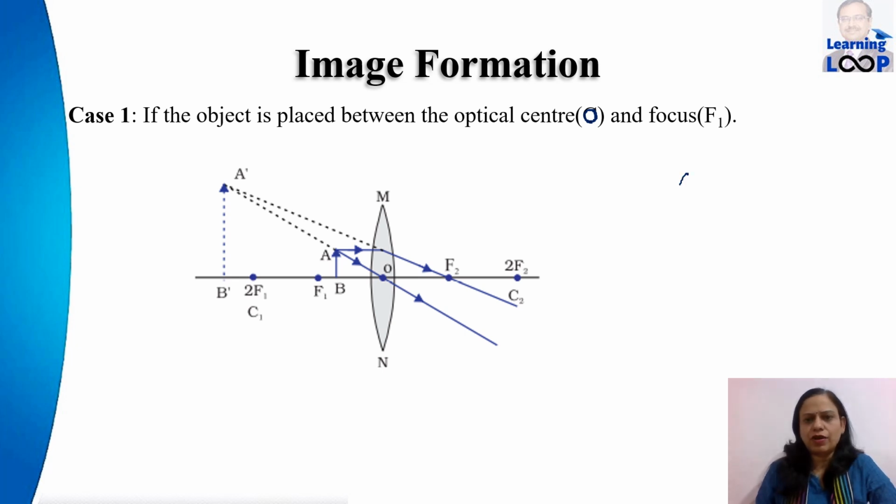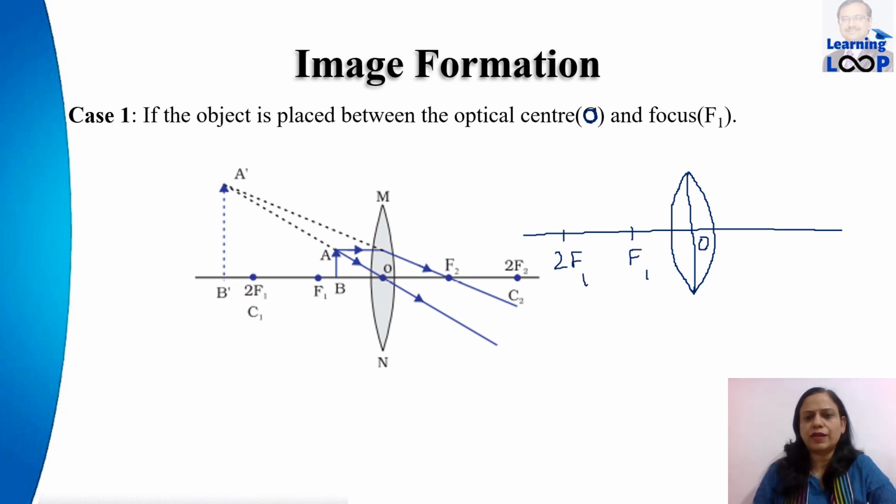I can just draw a rough figure for you for your ready reference how to go about it if it comes in the exam. Just draw your lens like this. Draw the principal axis. Mark the points that we discussed: O, F1, 2F1. Then F2 this side and 2F2 on the other side. Remember, the distances that you have taken need to be absolutely the same. Place your object between the optical center and the focus.